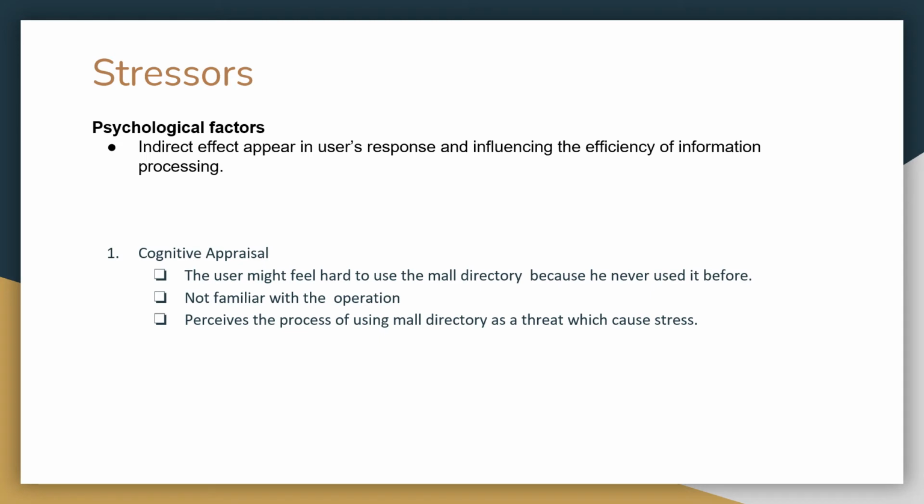Next, psychological factors are an indirect effect that appears in users' responses and influences the efficiency of information processing. The first one is cognitive appraisal. The user might find it hard to use the mall directory because he has never used it before, as he is a first-time user and is not familiar with the operation. When the user perceives the process of using the mall directory, it will cause stress to the user.